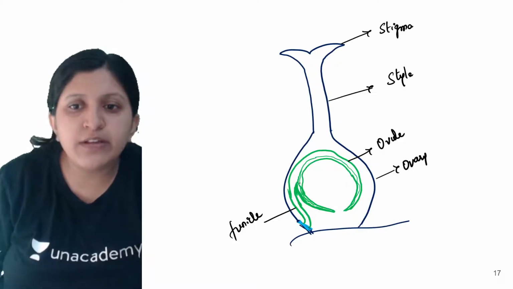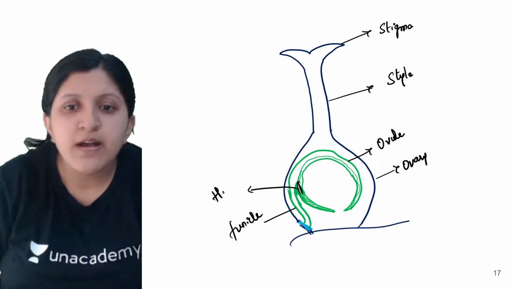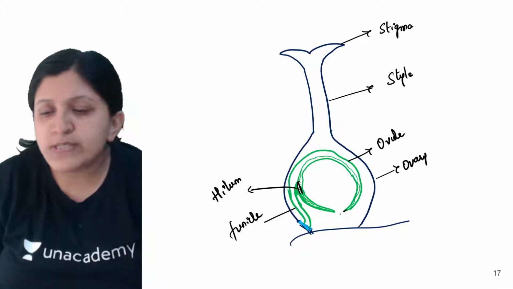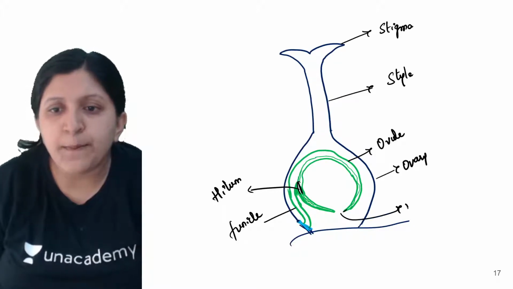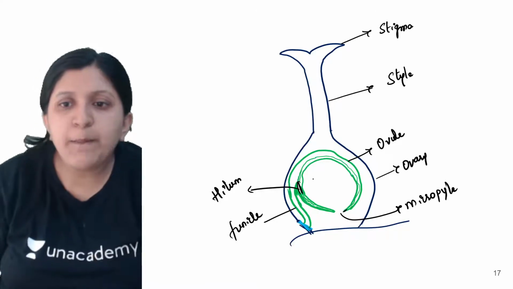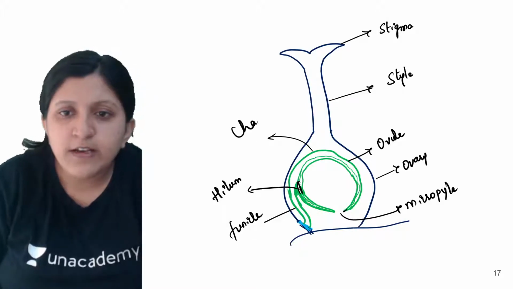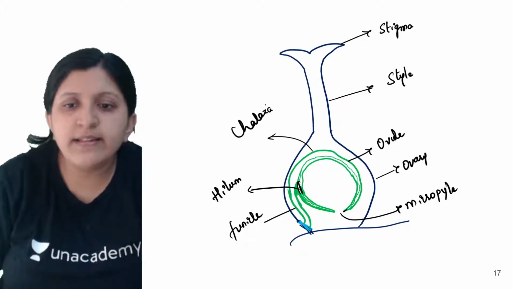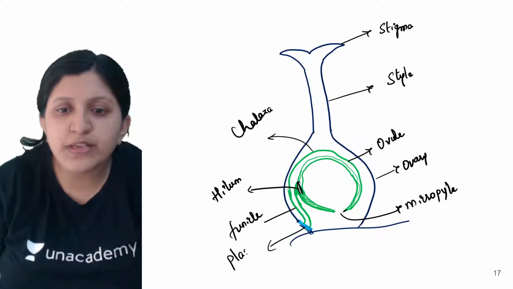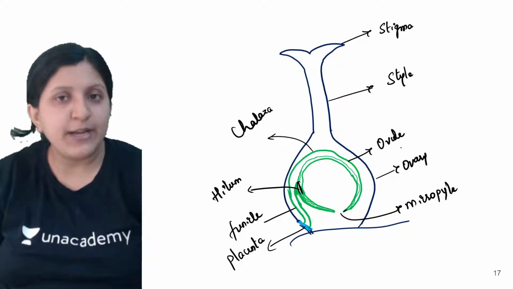Then this one, this point junction, what is there? This is actually the hilum part. Then this opening, what you see here, is the micropyle. And the opposite end is basically the chalaza end. So this one is the chalaza end there. Now this one is the placenta. So this one is placenta. These are all the different parts that you can find.